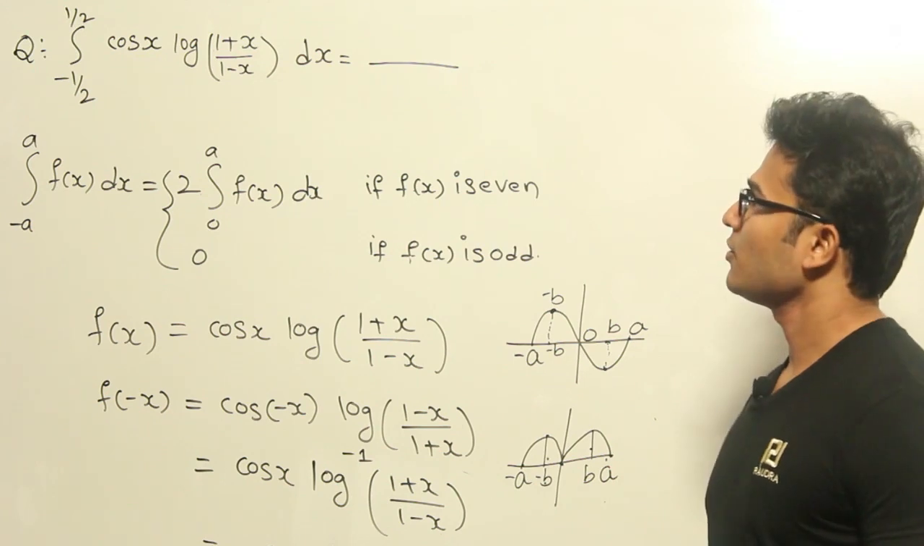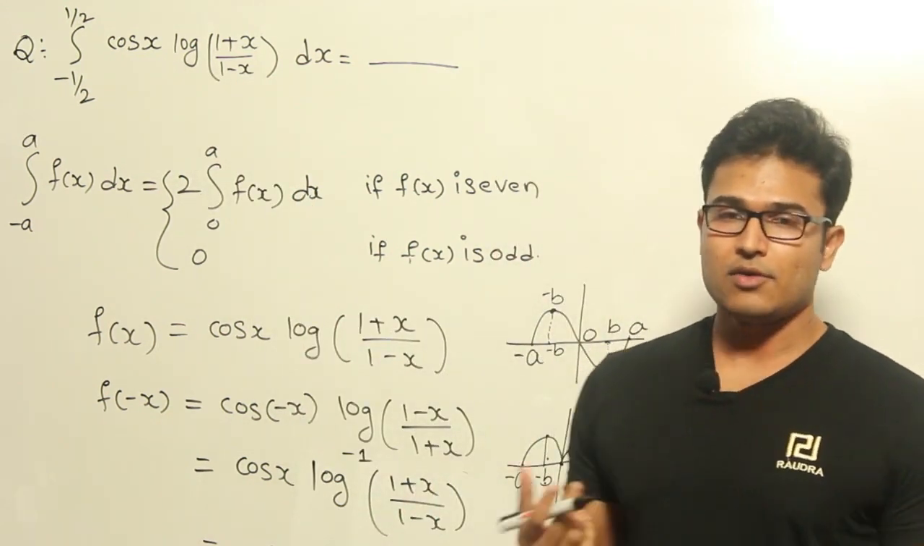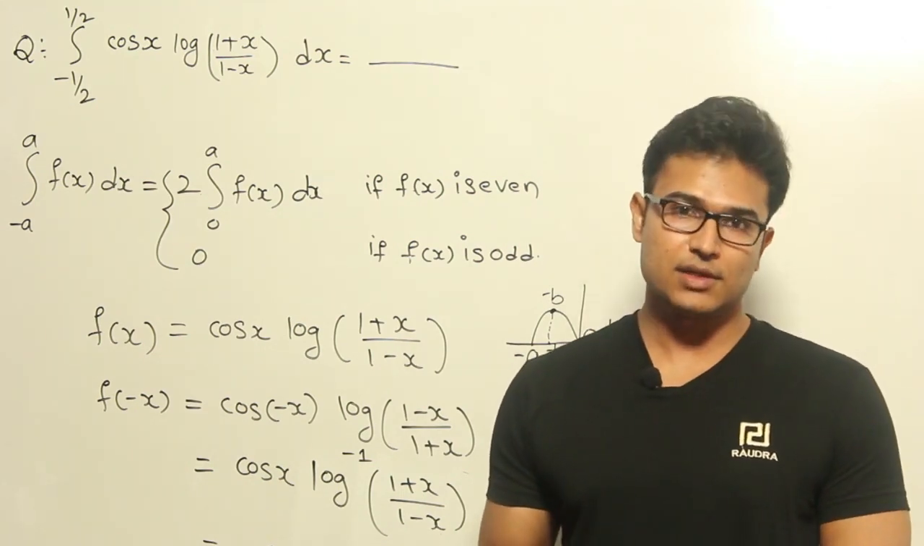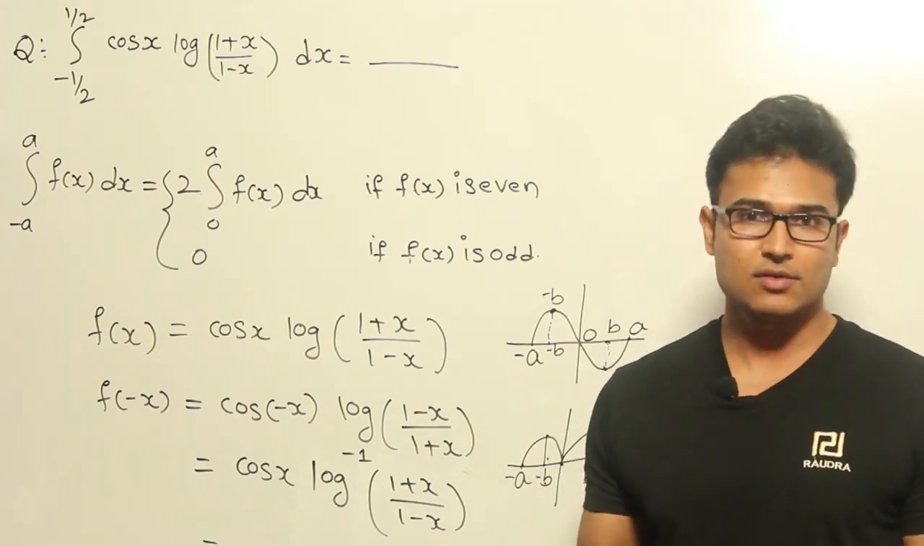Now just try to find out whether this function is even or odd. Okay, so how to find it out? Find out f of minus x. If that happens to be f of x, then you can say that it is even. Find out f of minus x. If it happens to be minus f of x, then it is odd, right?